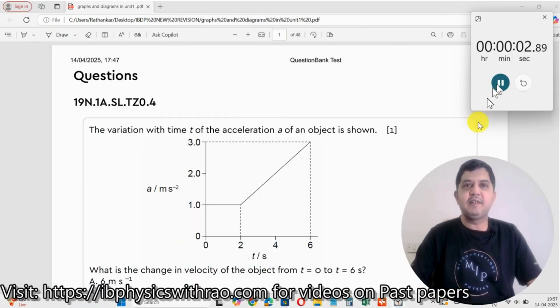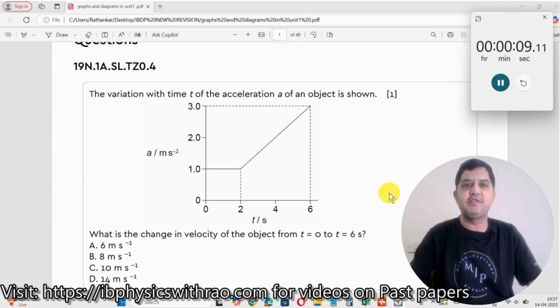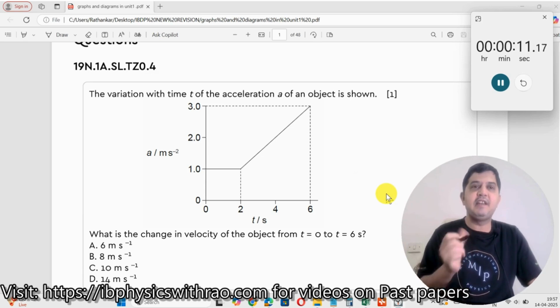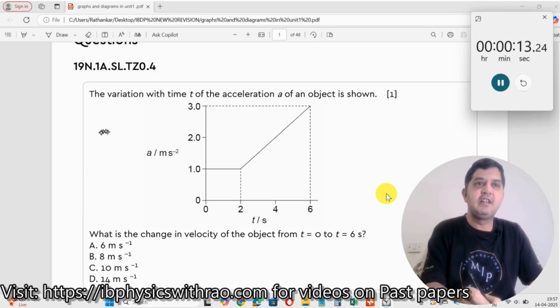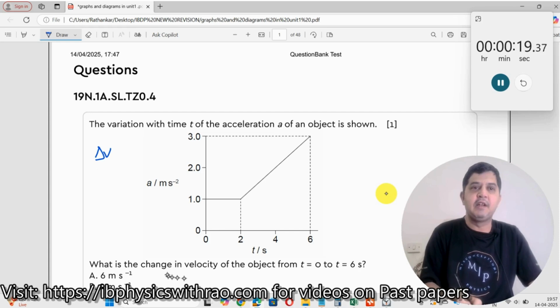With time t, the acceleration a of an object, the a-t graph is given. Okay, what is the change in velocity of the object from t equal to 0 to t equal to 6 seconds? Now, whenever an a-t graph is given, what can we understand? We can understand that delta v can be obtained from here. Change in velocity can be obtained. That's what has been asked.